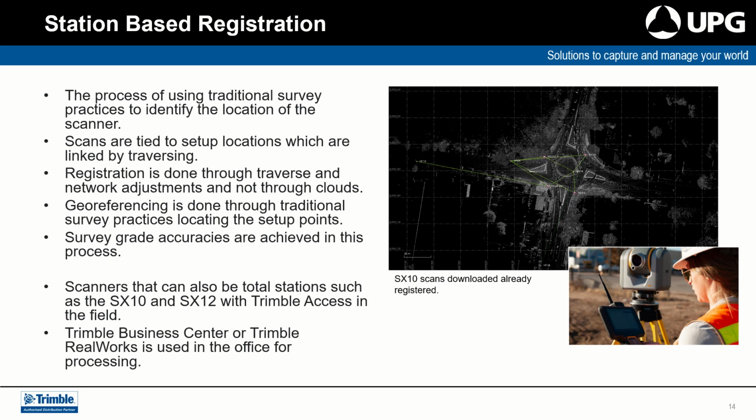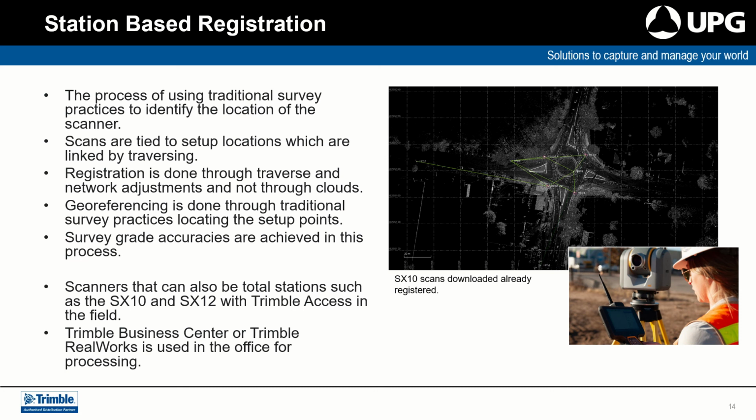Station-based registration is the process of using traditional survey practices to identify the location of the scanner. Scans are tied together using setup locations which are linked through traverses, and registration is done through the traverse and network adjustments, not through point clouds. In station-based registration, we aren't joining the scans to one another using the clouds, we're joining the scans to one another using their setup locations. Georeferencing is done through traditional practices in these occurrences, and survey grade accuracies are achieved using this process.